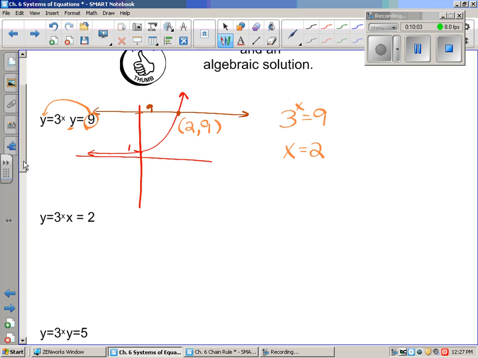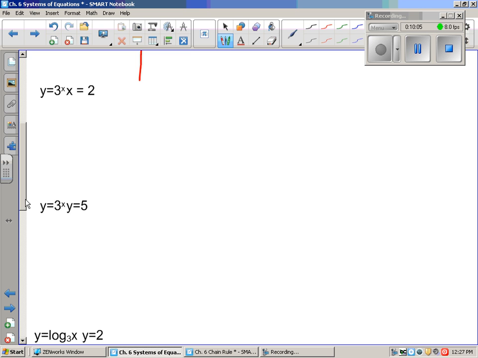Let's try another one. Whoa, 3 to the x equals 2. So what are we going to do? 3 to the x. What's that graph look like?